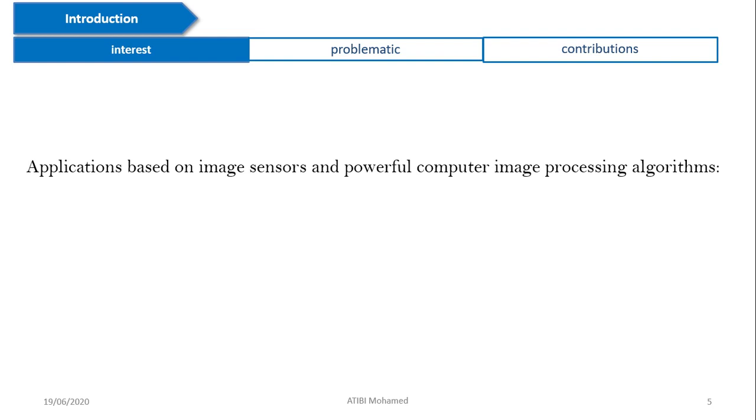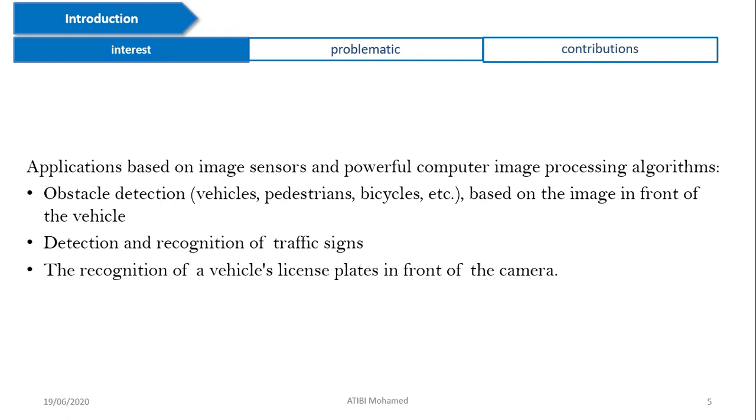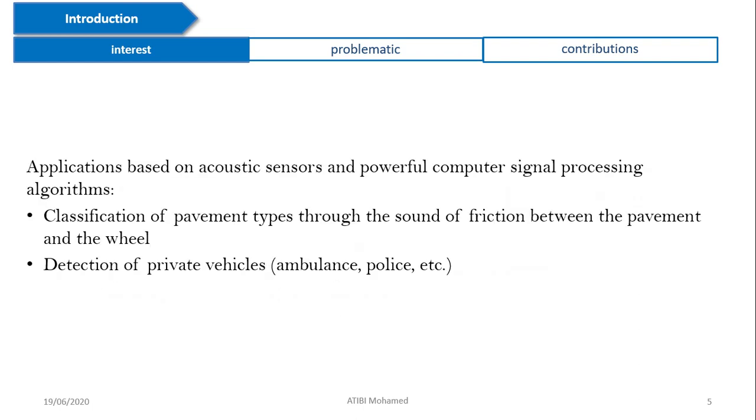Since their inception, intelligent transport systems aim to equip vehicles with sensors and algorithms so that the driver has a global vision of the environment through acoustic sensors and image sensors. Among the applications developed by the intelligent transport system, the following two applications can be mentioned as examples. Obstacle detection like vehicle, pedestrian, bicycle based on the image in front of the vehicle. Detection and recognition of traffic signs and recognition of vehicle license plates. The second type is based on acoustic sensing and powerful signal processing algorithms.